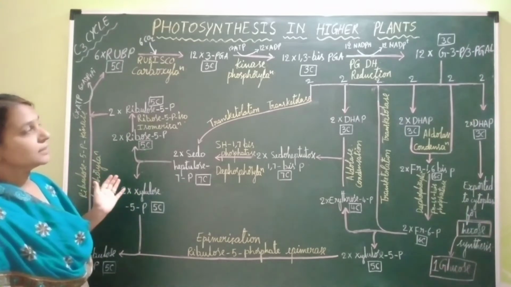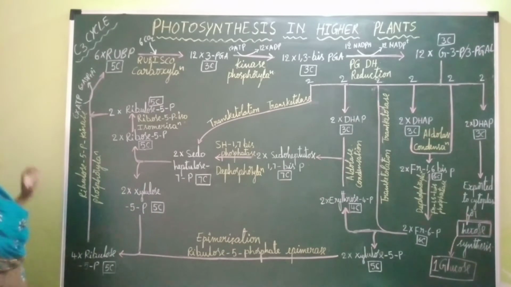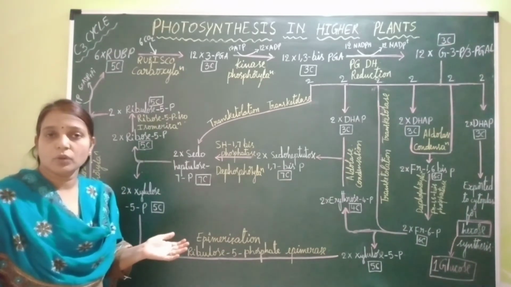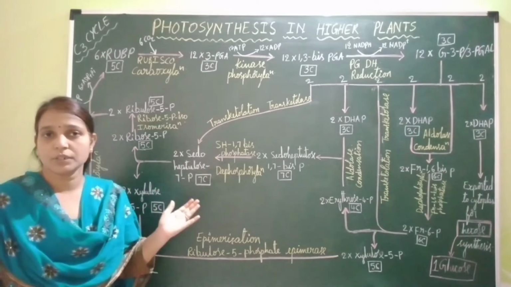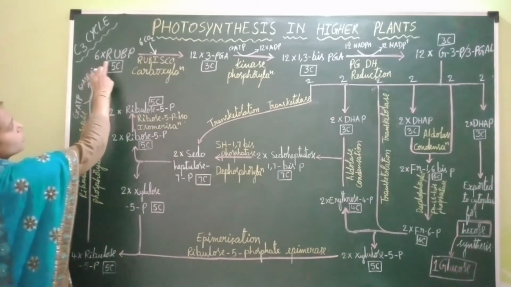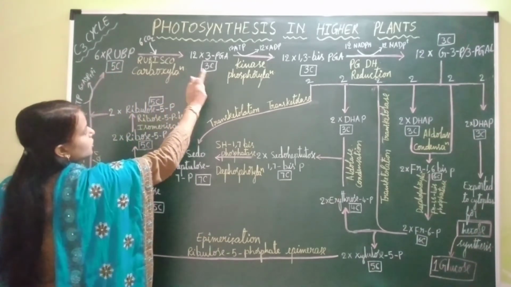Okay, let's study this C3 cycle or Calvin cycle in detail. As we discussed, the C3 cycle or Calvin cycle involves 3 steps: carboxylation, reduction and regeneration. So, carboxylation first. 6 molecules of RuBP undergo carboxylation into 12 molecules of 3-PGA.